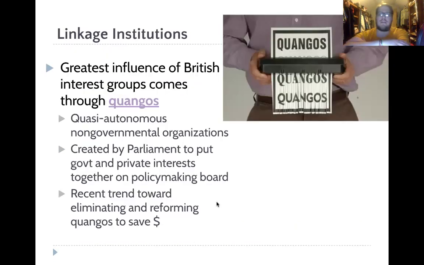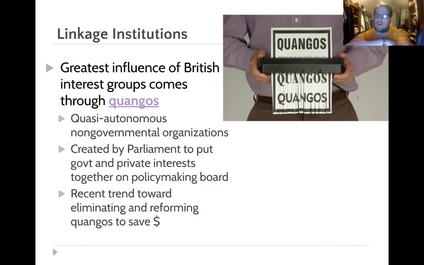Countries will all have some kind of random extra organization that is half private sector, half bureaucracy, half something else. The version of this that exists in the United Kingdom are quangos, or quasi-autonomous non-governmental organizations. These are entities that are taxpayer funded but not controlled by Parliament, and they're put together to create policy that will unify the interests of the public, the government, and the private sector.